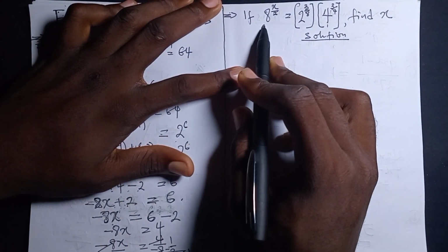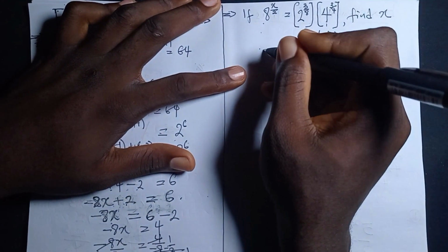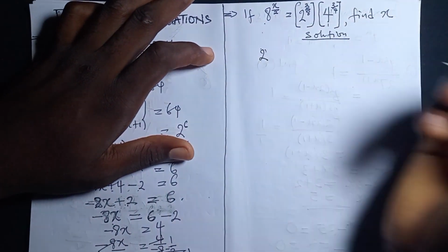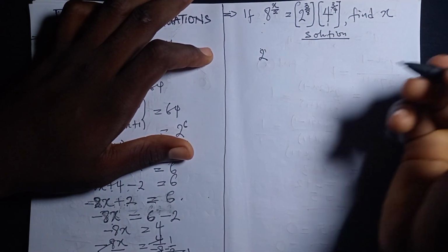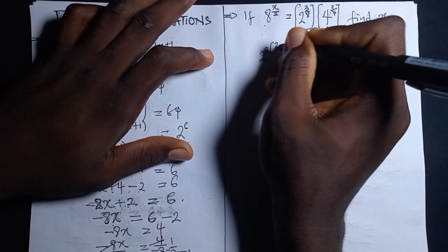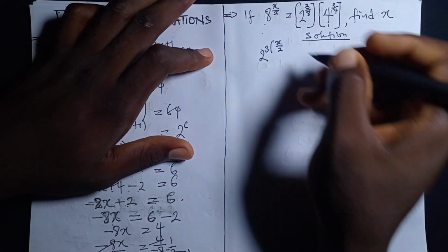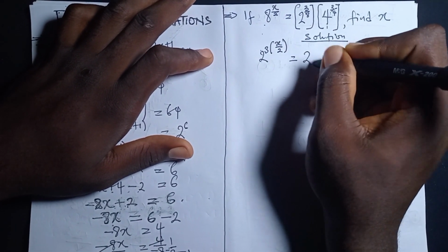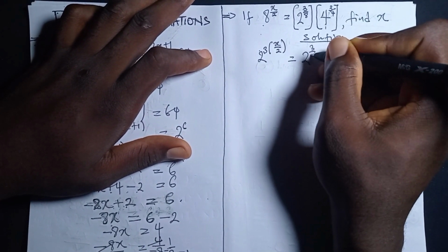So now changing this 8, we have 2 raised to the power what? 3. Because 2 raised to the power 3 gives you what? 8. So we have 3 in bracket x over 2 is equal to 2 raised to the power 3 over 8.